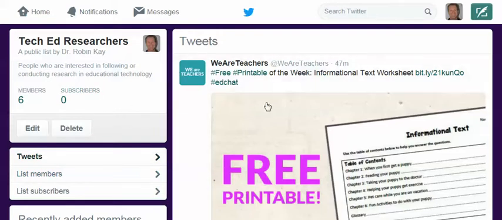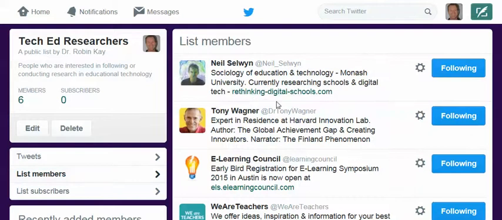So I could go to this list and just look at the current tweets from these 6 members. I've identified them as particularly important people or organizations from which to get posts. I can also just take a look at the members here, and you can see those are the members there. And I could go to their accounts directly.